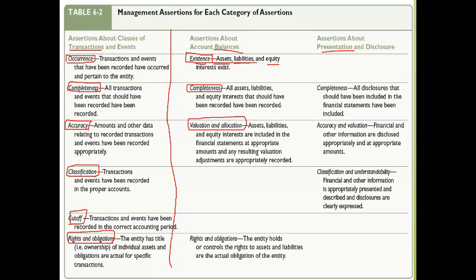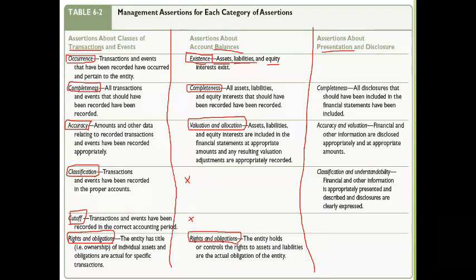At the end, we have rights and obligations. Of course, we skipped here classification and we skipped here cut off because we are talking about balances. We don't have classification in balances unless we are talking about the financial statements, and this will come in section 3. And we don't have cut off because here we are not recording. We are adding and subtracting to reach the balance of the account. We are not talking about cut off.